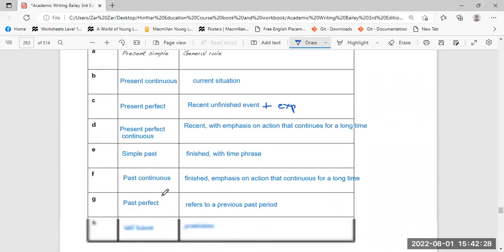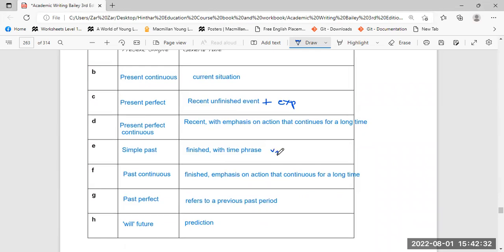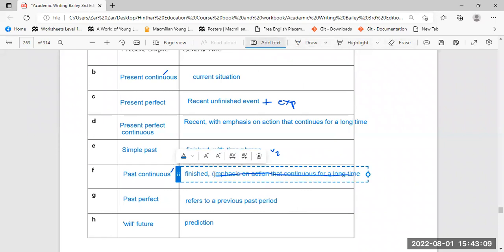And simple past, it is very simple, right? This is verb 2, and we use it for things that finished in the past. Past continuous is about something finished in the past, but we emphasize the action which we were doing in the past time.